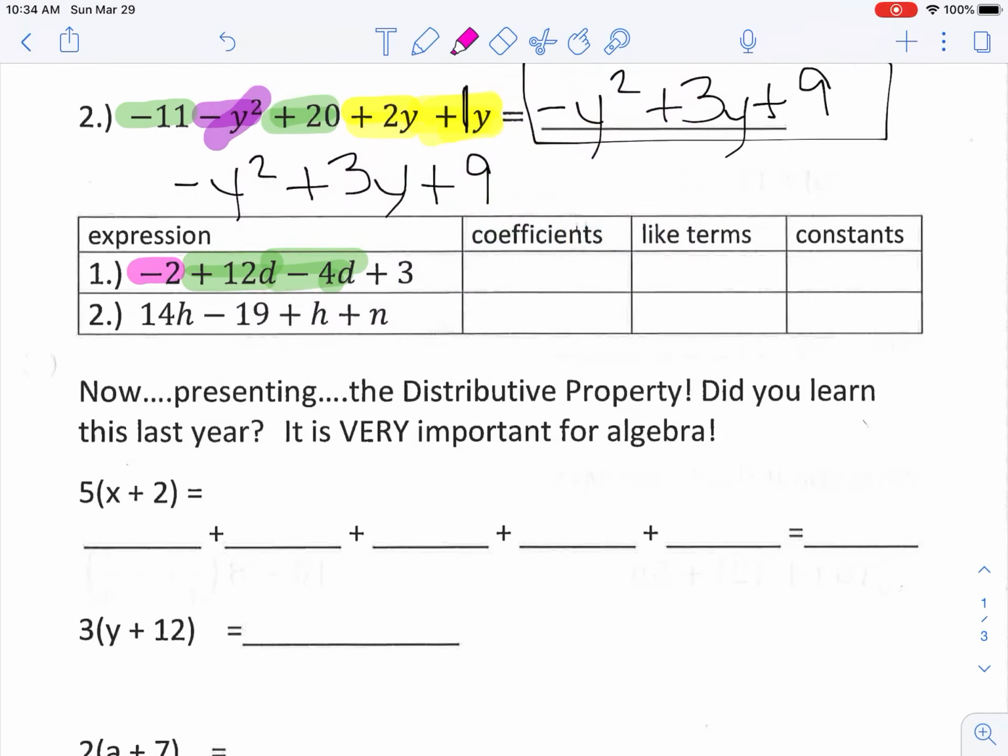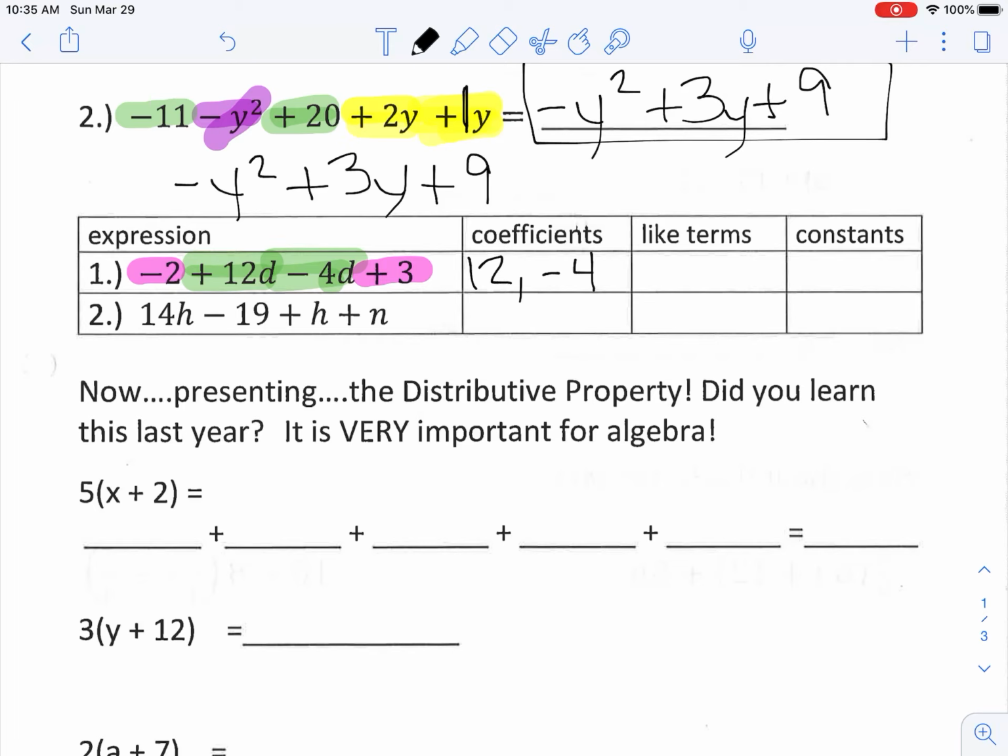And then I know I see a -2 and a +3. So now I'm trying to figure out, what are the coefficients? Oh yes, the coefficient is the number attached to a variable. Well, I see the variable d, and in front of that I see a plus 12. So 12 is one of my coefficients, and I have a -4d, so -4 is another coefficient attached to my variable. I have two things that I highlighted in pink and two in green.